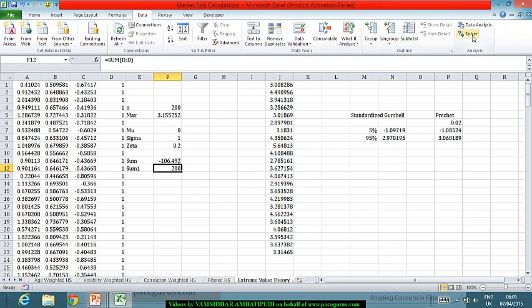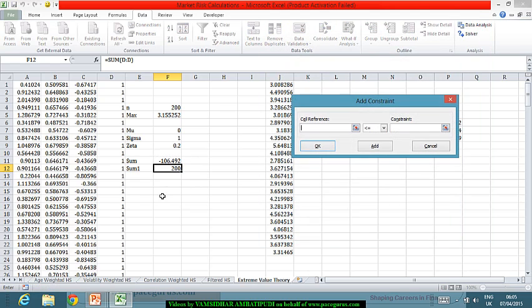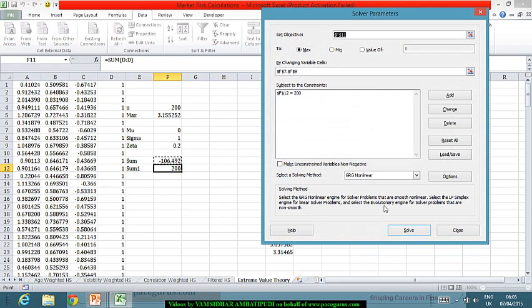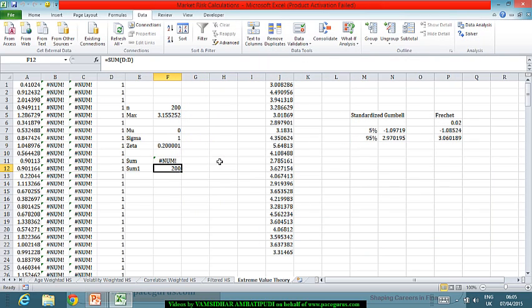Alright, so now let me try out. I want to maximize the summation by changing these values, and at the same time set a condition that the summation should be exactly equal to 200. Now using this, if I'm to solve for it, yes, there is the maximum likelihood approach.